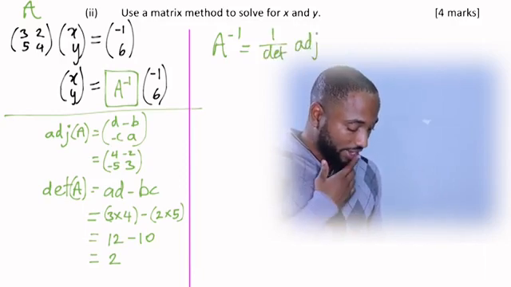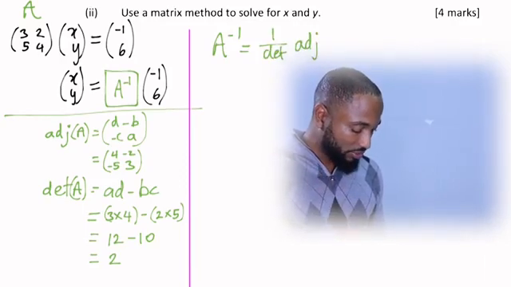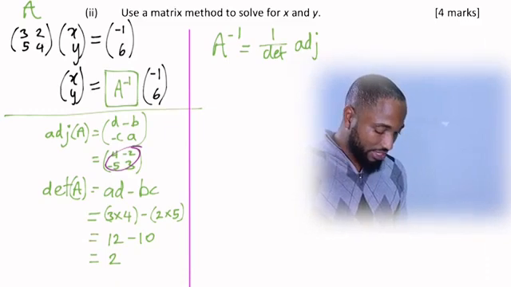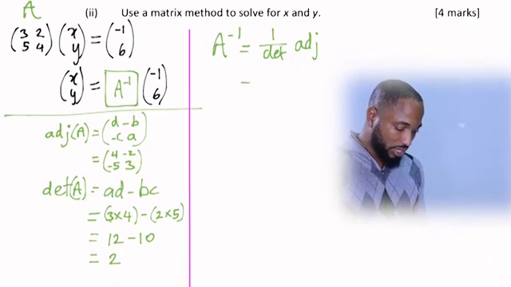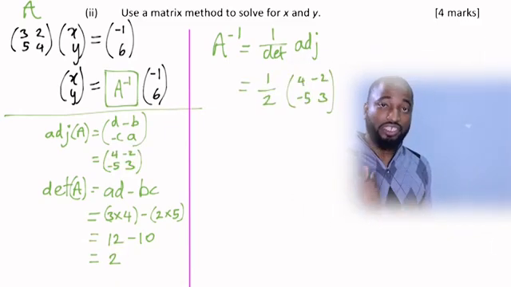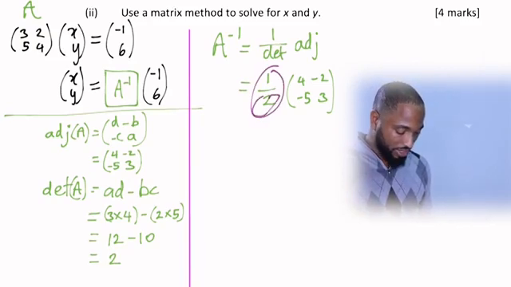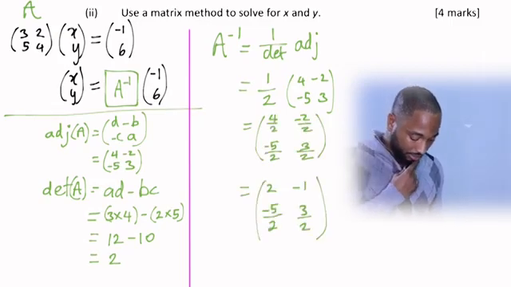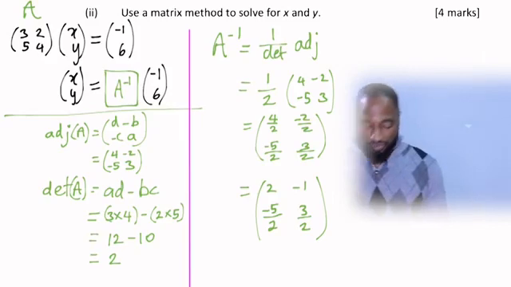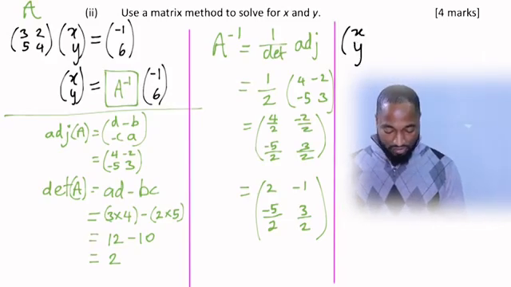Alright, so we find the inverse now. First we find the adjoint, we get this answer. Then we find the determinant, we get 2. Then we're going to find the inverse. 1 over the determinant times the adjoint is the inverse. So a half, because the determinant went underneath there. And we got that. Okay, so we have the inverse now. So now we're ready to solve.